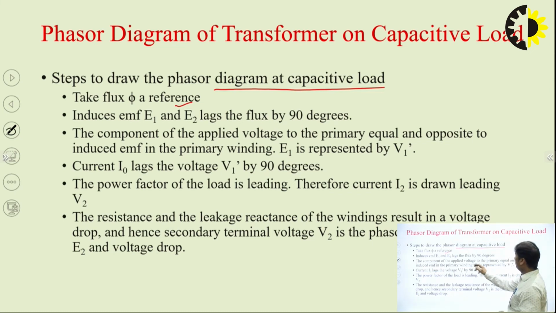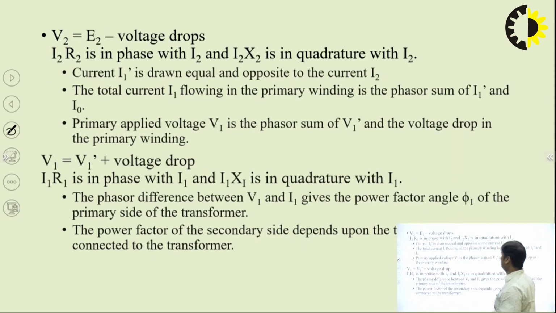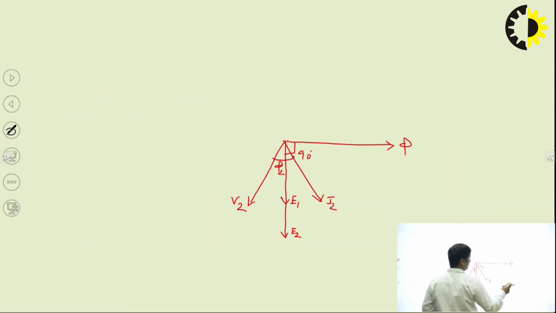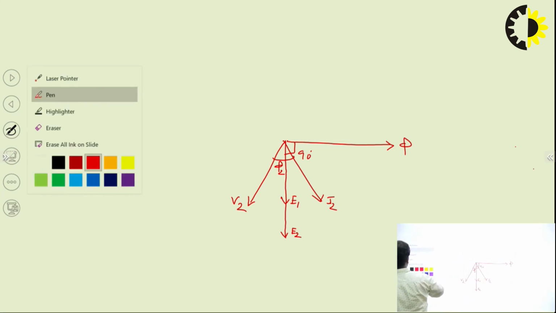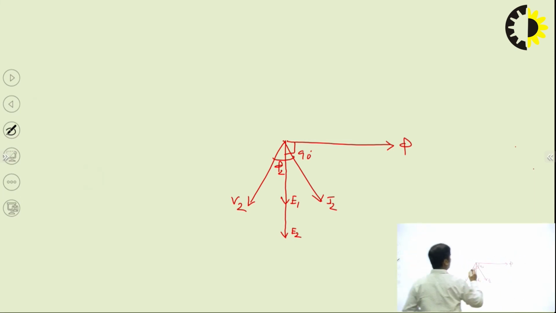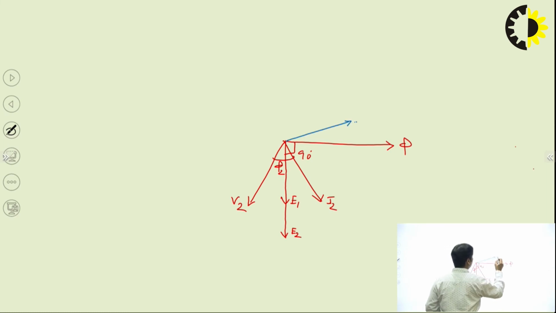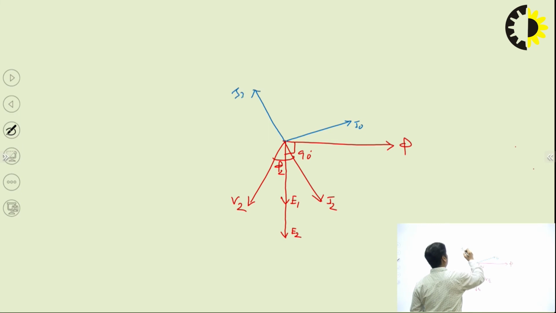So the component of the applied voltage in the primary is equal and opposite to the induced EMF. Okay. Let us see that. Now next is the current component of the current. Now we have a no load current. So let us draw the no load current like this. If it is a no load current, we know the no load component of the current is this, and since we have the I2, so I2 dash, this is my I2 dash.